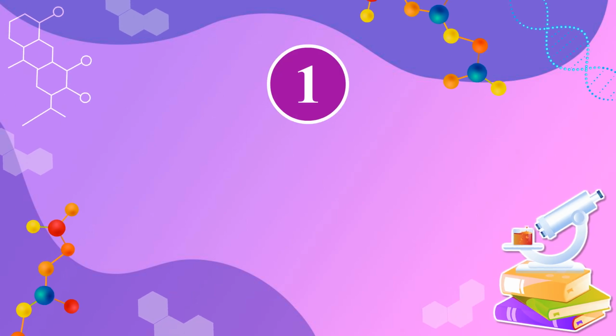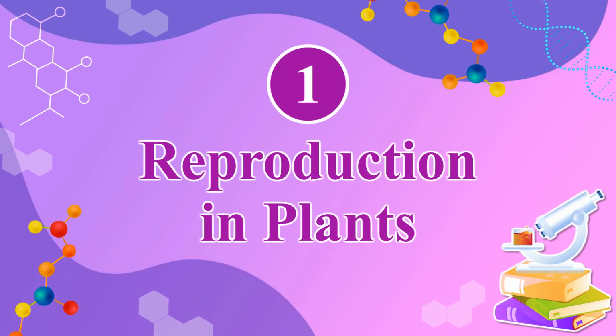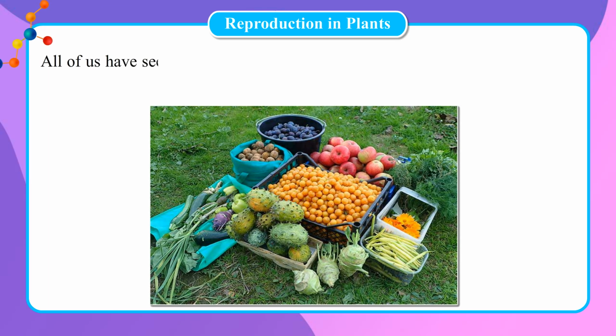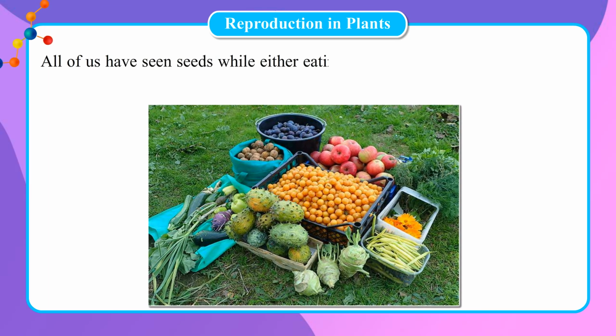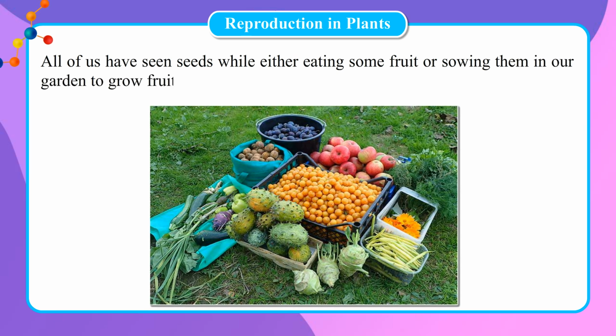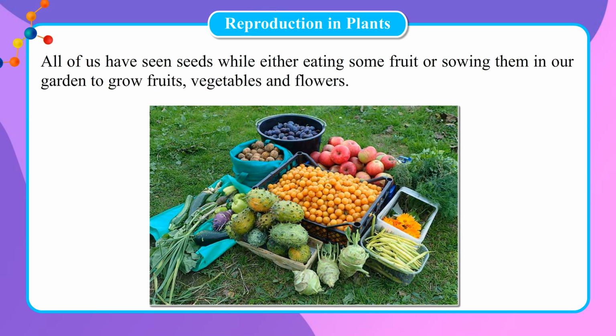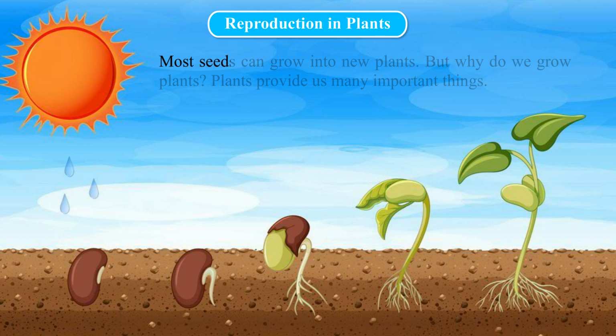Chapter 1. Reproduction in Plants. All of us have seen seeds by either eating some fruits or sowing them in our garden to grow fruits, vegetables and flowers. Most seeds can grow into new plants.